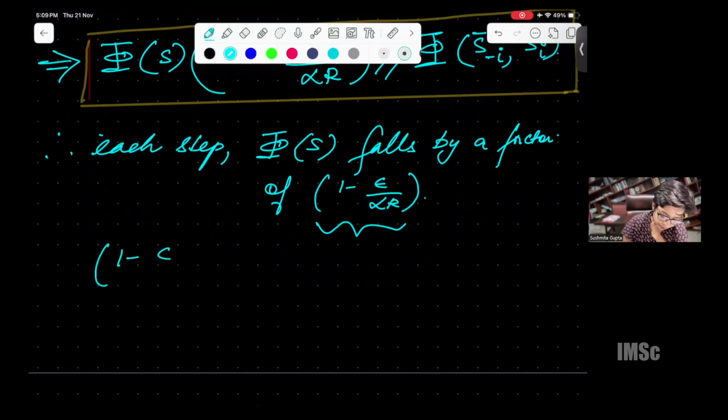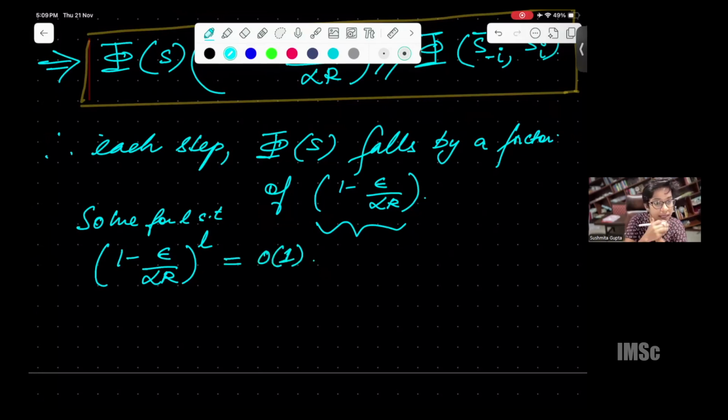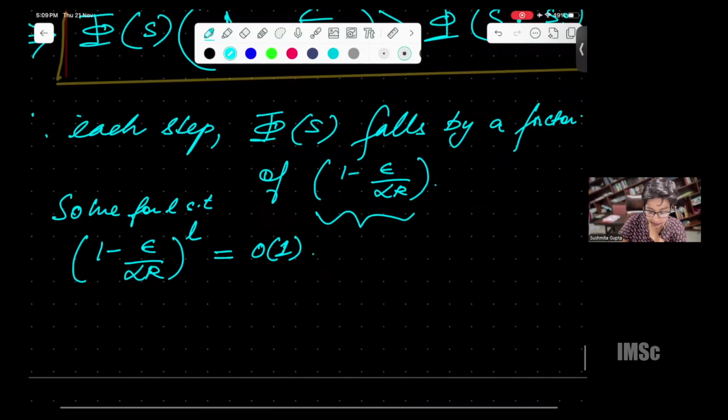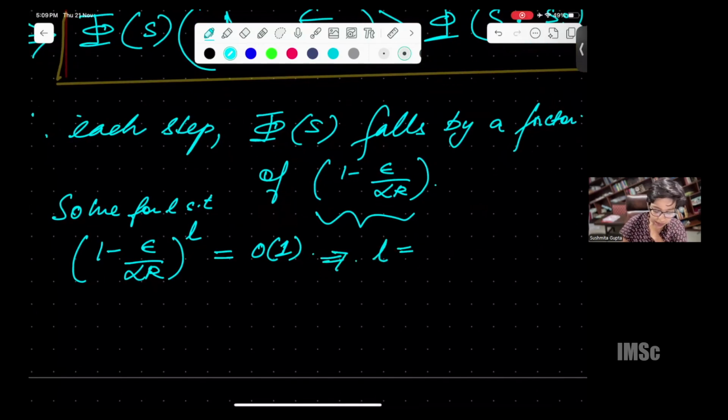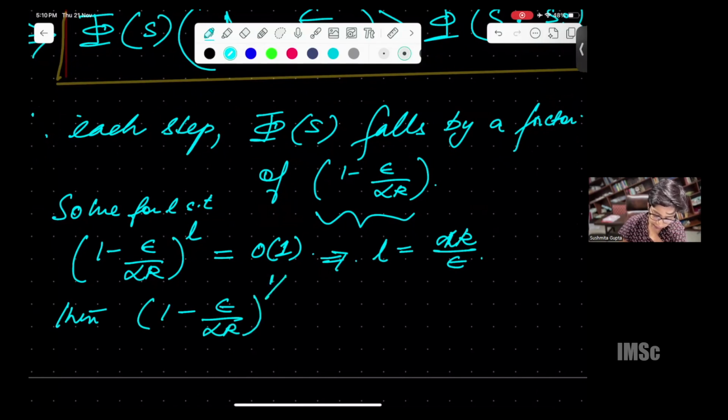So each step, I'm taking away this. I want to solve for L such that this thing is equal to some constant. Okay, this is the question I'm asking. This has a simple answer. If L is the reciprocal of this quantity, alpha k by epsilon, then this basically, 1 by this quantity, is equal to, let's say, 1 by this system.